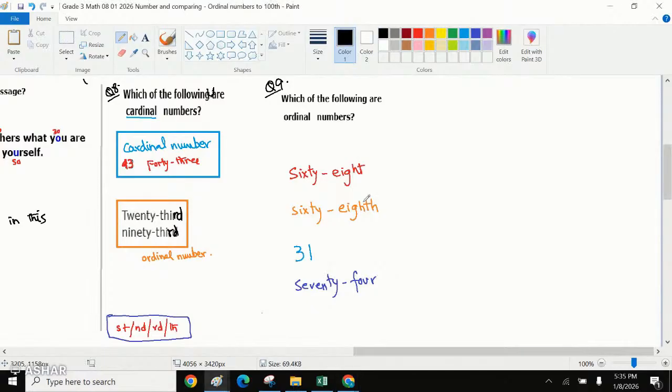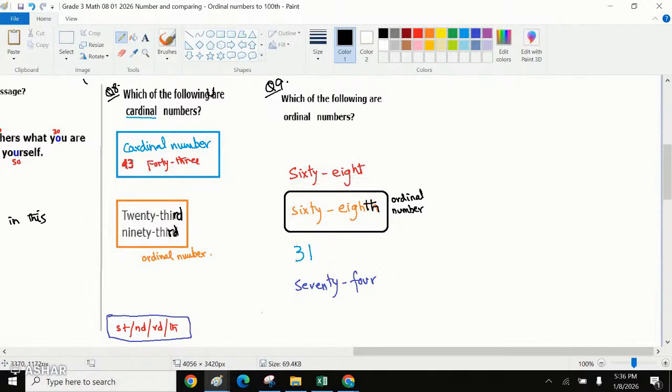There is a single number that ends with th, right? So this is our ordinal number. 68 only is the ordinal number, whereas the remaining three numbers would be cardinal, since there is only one number that ends with th, 68.